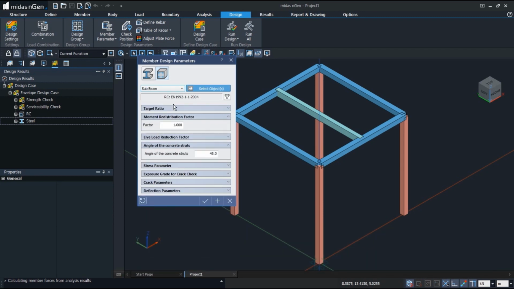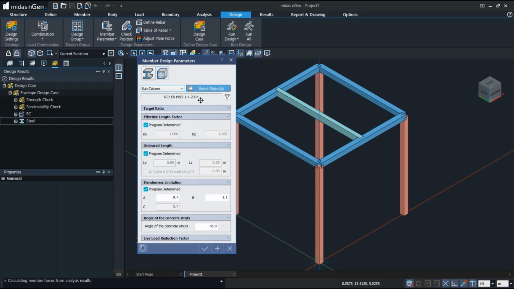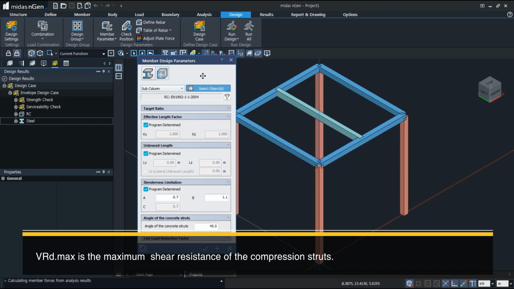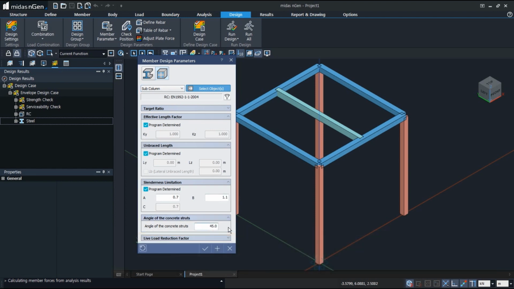This menu is also seen not only in the beam part but also for column, sub-beam, and subcolumn. So for 1D members, the value for the compression strut is meant to be inserted, which is used to calculate the shear resistance. From now, we will look at what this variable means and what value we should be putting in from the Eurocode standards.